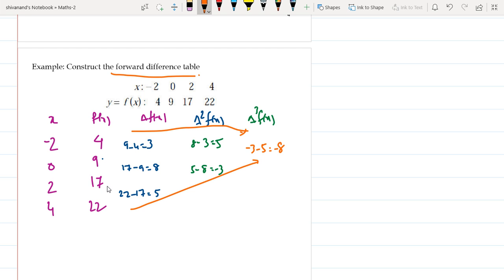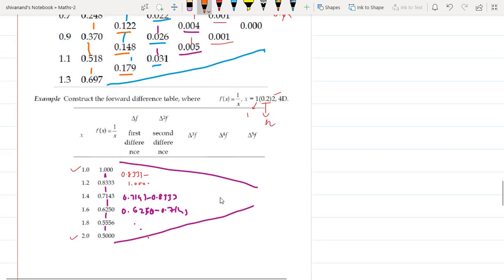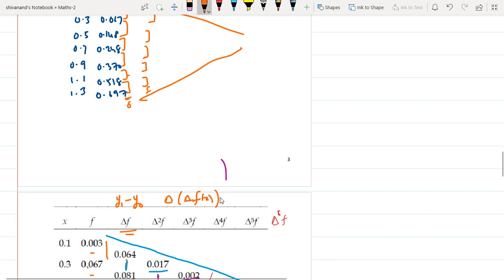In the forward difference table, we just subtract y2 minus y1, y1 minus y0, and so on to get the first difference operator values. For the second, we take the difference of these two, and for the third, we take the difference of these, then we get the required table.